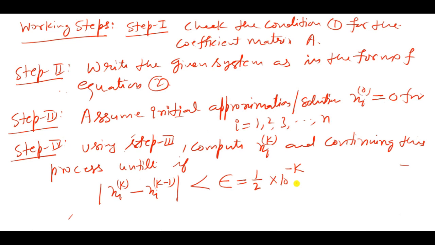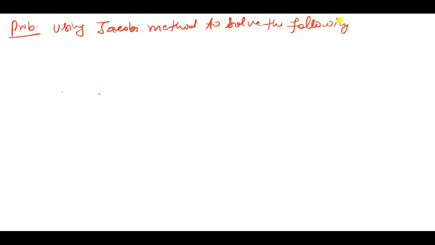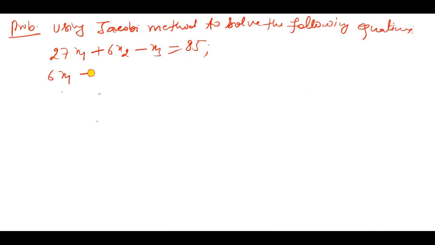So here I explain this method with the help of a numerical problem, a system of linear equations. The problem is: using the Jacobi method, solve the following system of linear equations. 27x1 + 6x2 - x3 = 85. 6x1 + 15x2 + 2x3 = 72. x1 + x2 + 54x3 = 110.